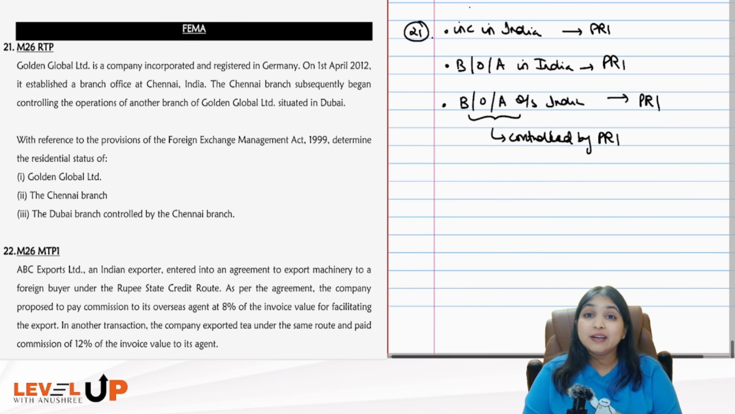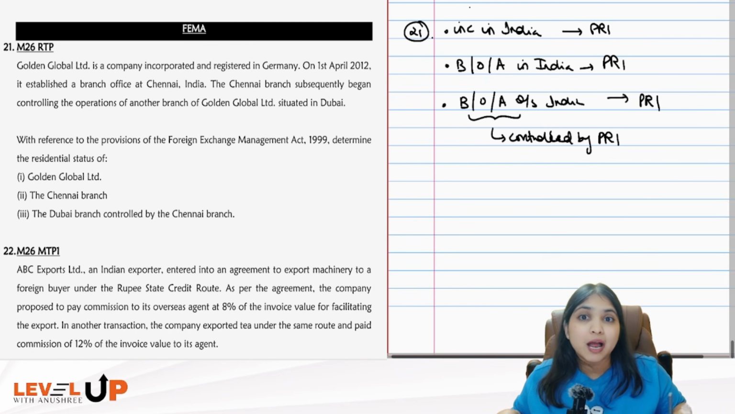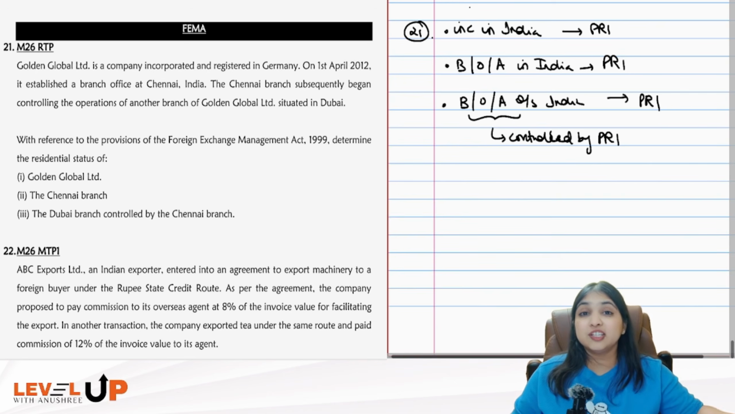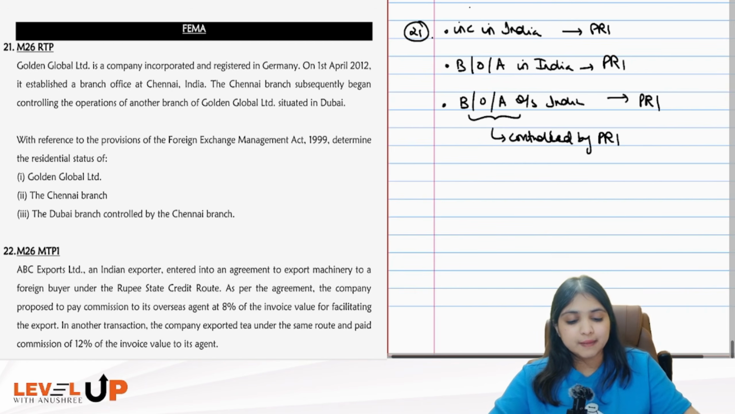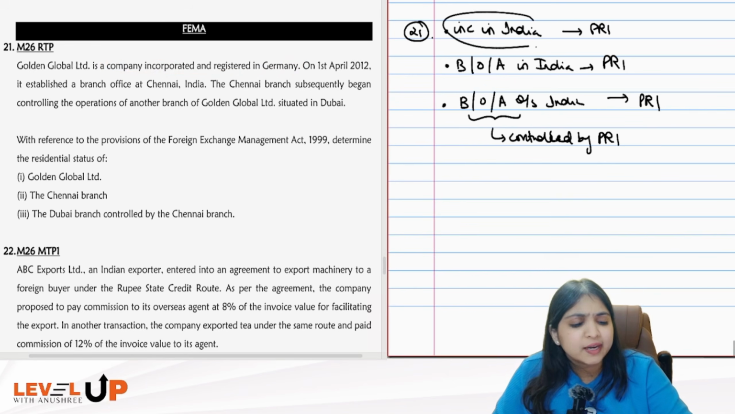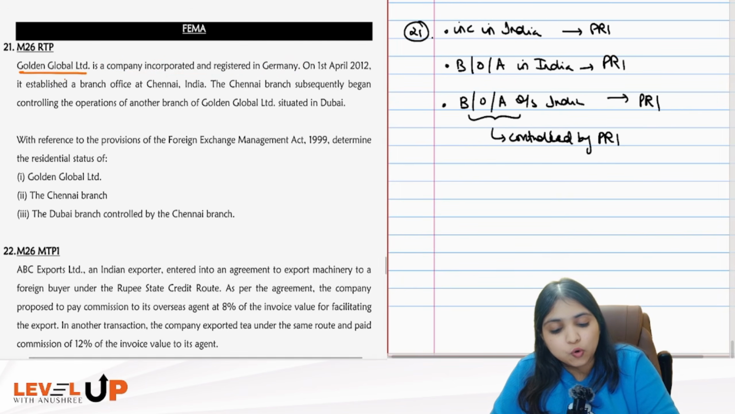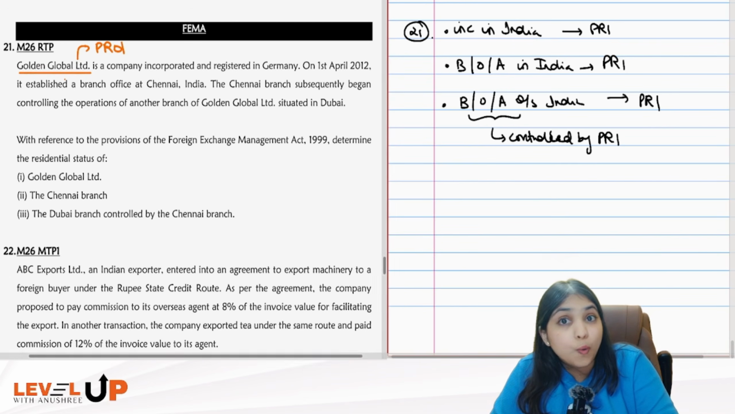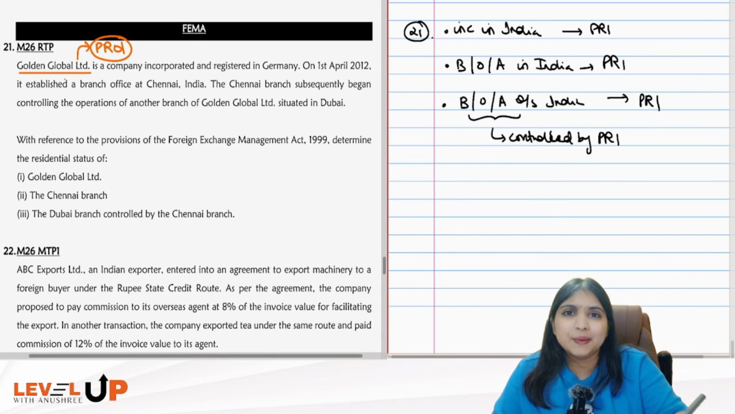So when does a non-individual become PRI? Either it should be incorporated in India, or it should be a branch office agency which is in India, or if the branch office agency is outside India, then that branch office agency should be controlled by PRI. In these cases, that non-individual will become PRI. Keep this in mind and look at the question. The question says, Golden Global Limited is a company incorporated and registered in Germany. It's a company incorporated outside India. It is not incorporated in India. So therefore, Golden Global Limited will become PROI. Only if it is incorporated in India, it will become PRI. But here it is incorporated in Germany, this will become PROI.